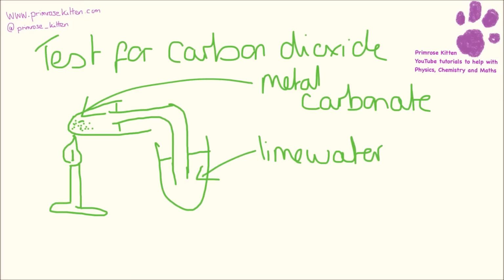They love asking about the test for carbon dioxide. Now, you may have done an experiment like this in the lab where you had some metal carbonate in the bottom of a test tube here. You were heating it up, you probably had to heat it quite strongly. You had a delivery tube and a bung in the top of the test tube. And what happened is that the bubbles of carbon dioxide, when they came off, went through here, went into the lime water, and if carbon dioxide was present, the lime water goes cloudy. So the test for carbon dioxide is that lime water goes cloudy.